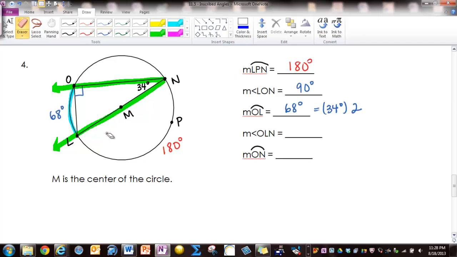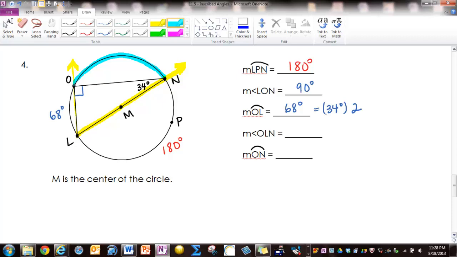Next, I am asked to find the measure of angle OLN. Angle OLN is being traced in yellow. Now, angle OLN is going to be an inscribed angle also. Its intercepted arc is being traced in blue. It's arc ON.